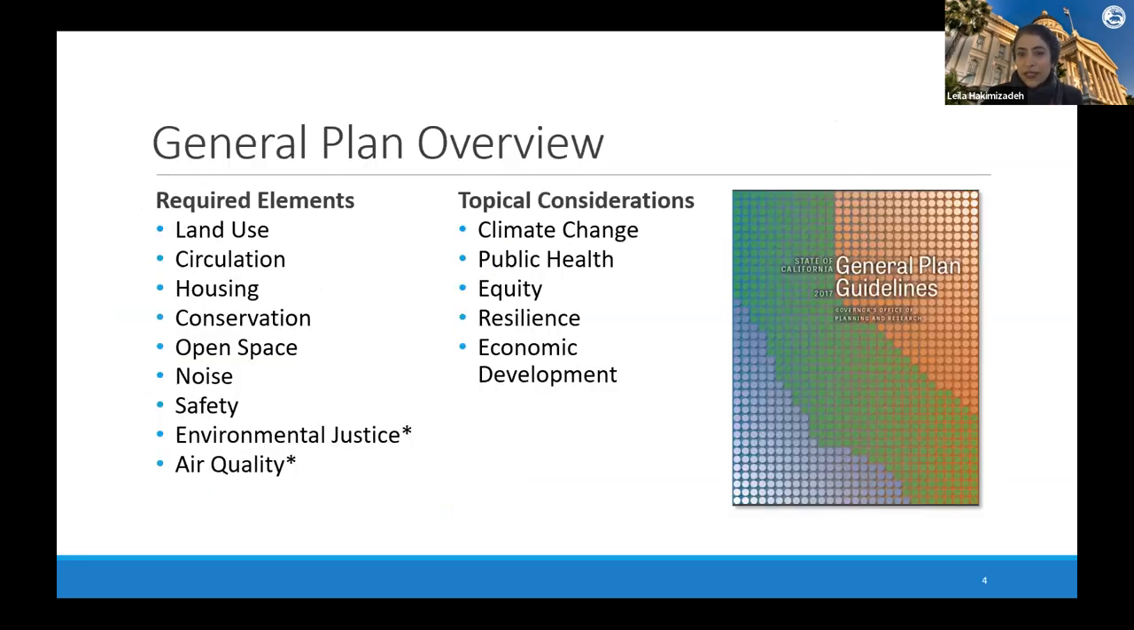State law requires that all California counties and cities adopt general plans, which include 7 mandatory elements of land use, circulation, housing, conservation, open space, noise, and safety. A general plan is the blueprint for meeting the community's long-term vision for the future. In addition, the environmental justice element is for those jurisdictions that have identified disadvantaged communities, and air quality is for jurisdictions within the San Joaquin Air Quality Control District.